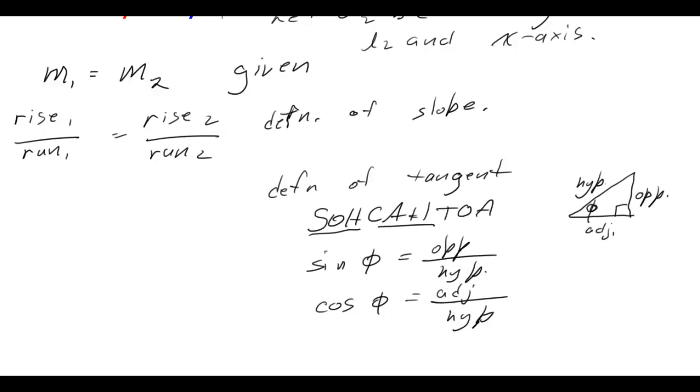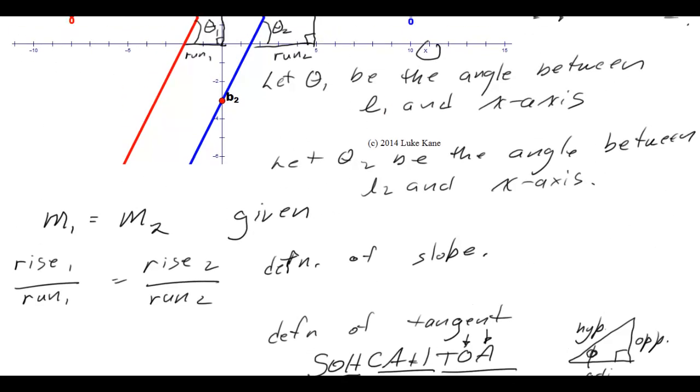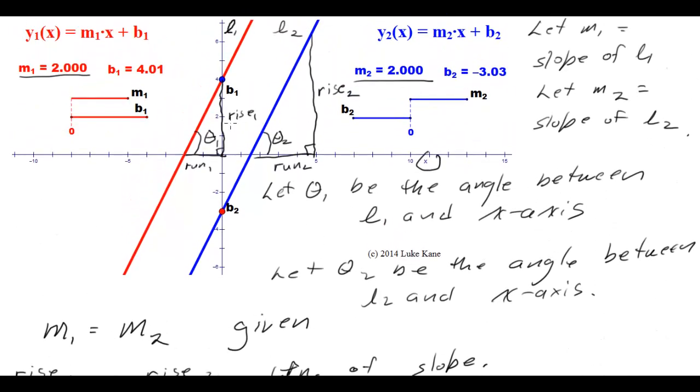But what we're interested in is the tangent. And the tangent of phi is equal to opposite over adjacent. Now, if we look at our two triangles up here, guess what? The rise is the same thing as the opposite angle of phi 1, and the run is the same as the adjacent.